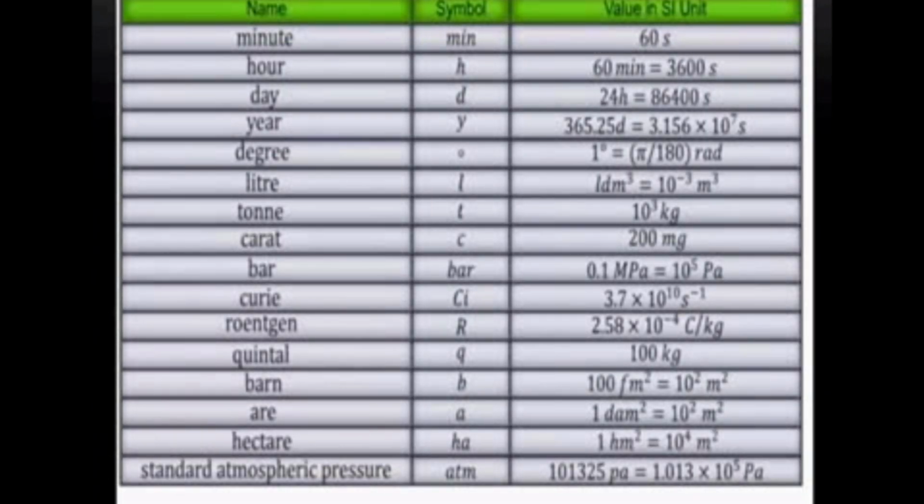But there are other units, with their symbols, SI values. Minute is 60 seconds, hour, day, year, then degree, liter, 1 ton equal to 1000 kilogram, carat 200 milligram, bar, curie, and quintal. Quintal means 100 kilogram. Then pound, are, hectare, and standard atmosphere. These are all constant values. We use the equals symbol for the constant values.